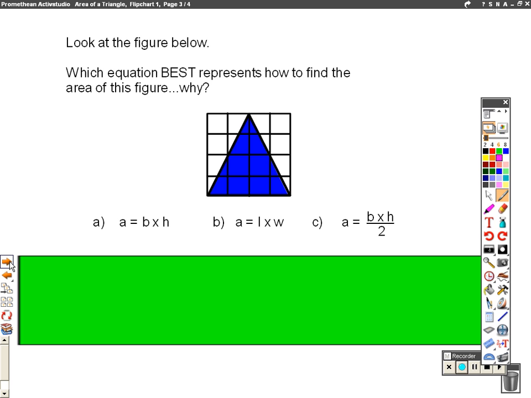Look at the figure below. Which equation best represents how to find the area of this figure and why? Go ahead and take a moment and vote on your own, please.